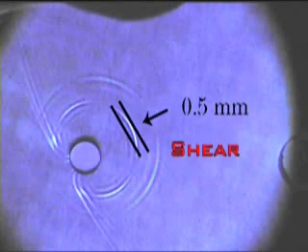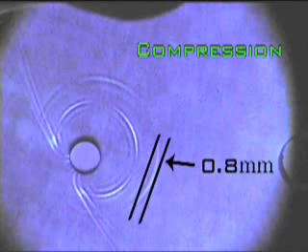The wavelength of the shear mode is measured at about 0.5 millimeters, and the compression mode is about 0.8 millimeters. As the shear wavefront progresses, the second critical angle is reached at the curved surface, and a Rayleigh wave forms. The Rayleigh wave is seen linked to the interaction of the shear mode with the free boundary.